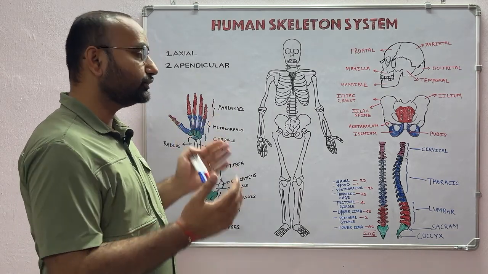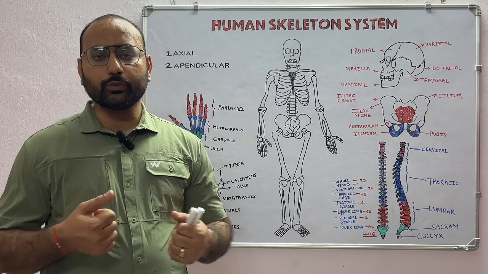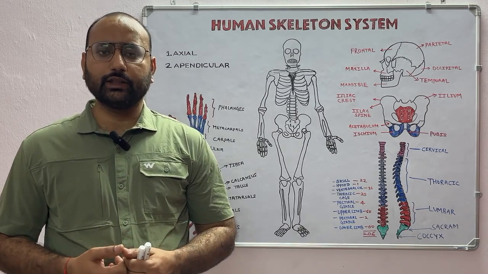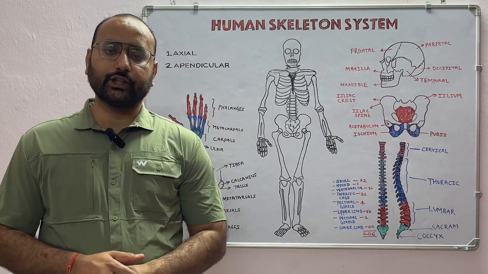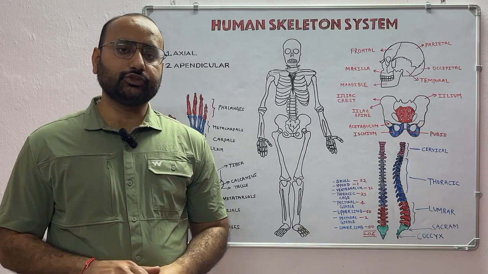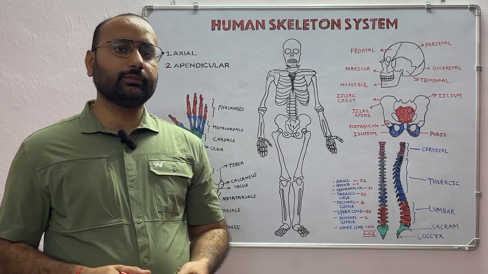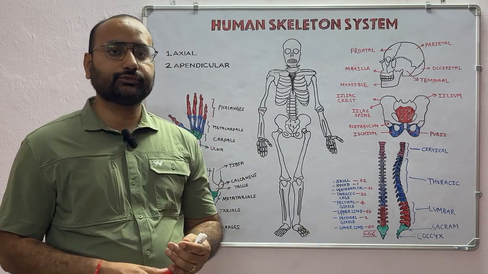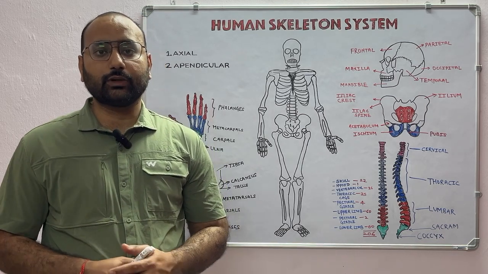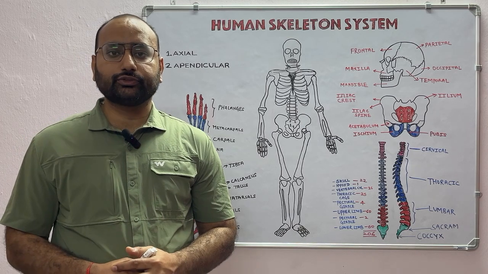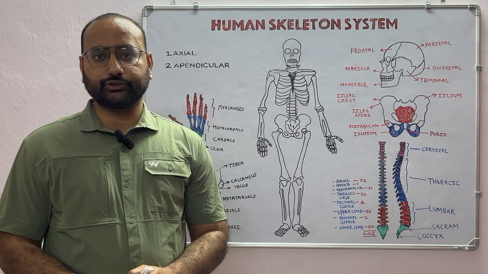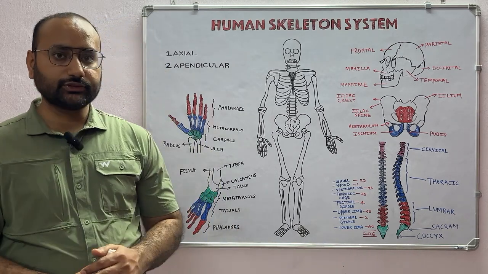So the human skeletal system consists of bones, and when two bones come in close proximity to each other, they form a joint, right? So we have bones and the joints in the human skeletal system. In this particular lecture, we will not be focusing on the joints. Rather, we will be particularly focusing on different types of bones in the human skeletal system. If somebody is interested in learning about the types of joints, they can refer to my previous video, whose link is provided in the description box. So let us jump into the human skeletal system.